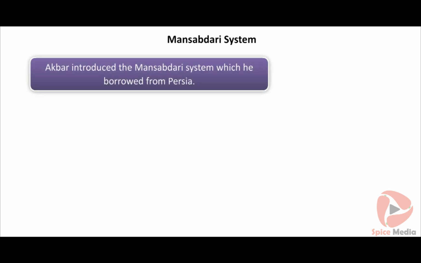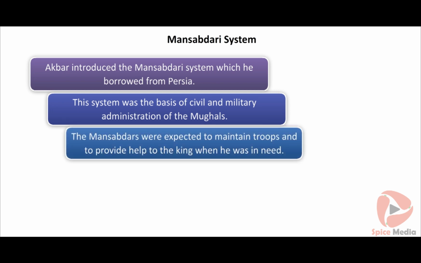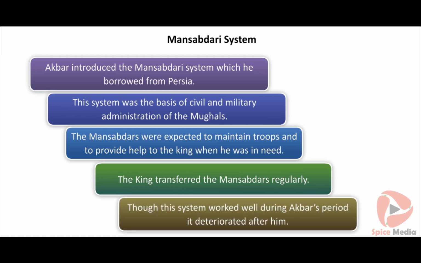Akbar introduced the Mansabdari system, which he borrowed from Persia. This system was the basis of civil and military administration of the Mughals. The word Mansab means rank or grade. The Mansabdars were expected to maintain troops and to provide help to the king when he was in need. The king transferred the Mansabdars often to avoid them becoming strong. Though the system worked well during Akbar's period, it deteriorated after him.